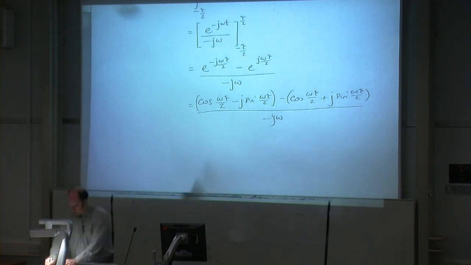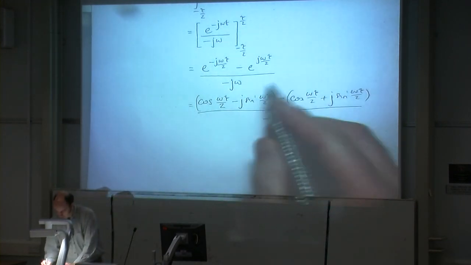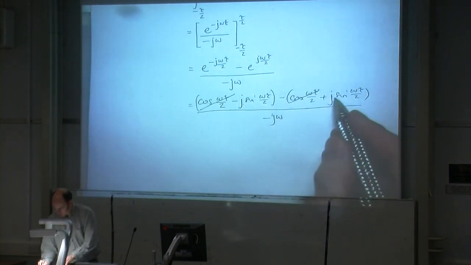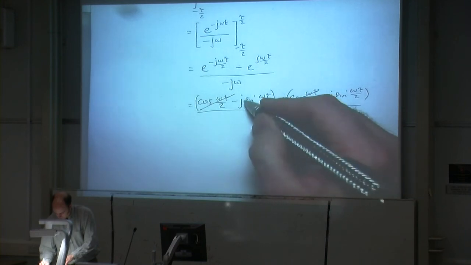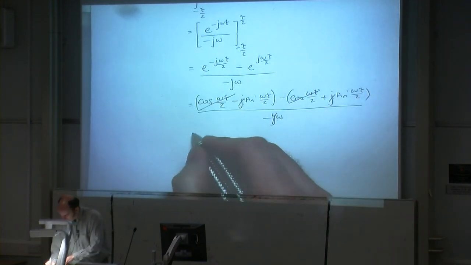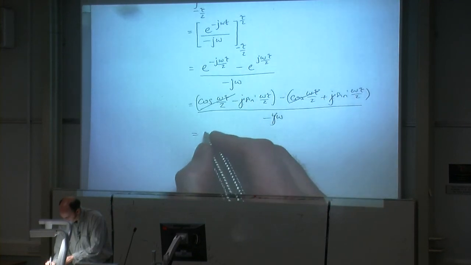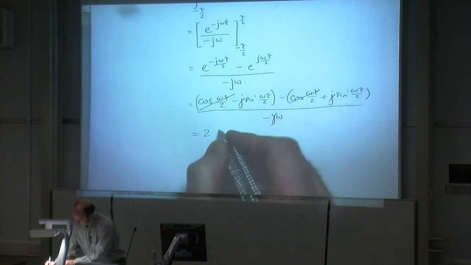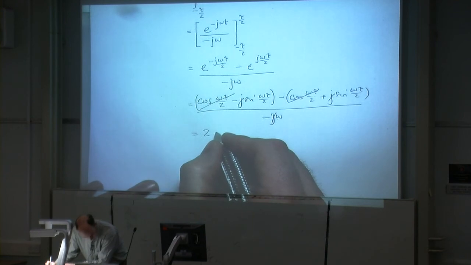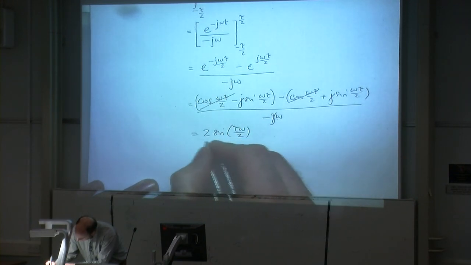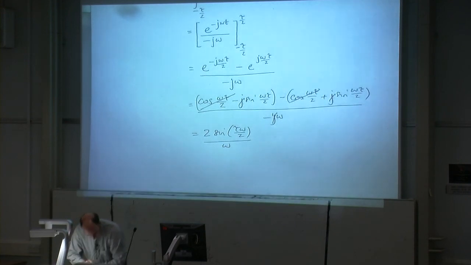Obviously this cosine term and this cosine term are the same. There's a minus sign between them. They disappear. We've got a j in this term, a j in this term, and a j on the bottom. They can disappear. And so we end up with equals minus, minus, and minus, and that minus sign disappears, so we end up with 2 sine of tau omega divided by 2, over omega.